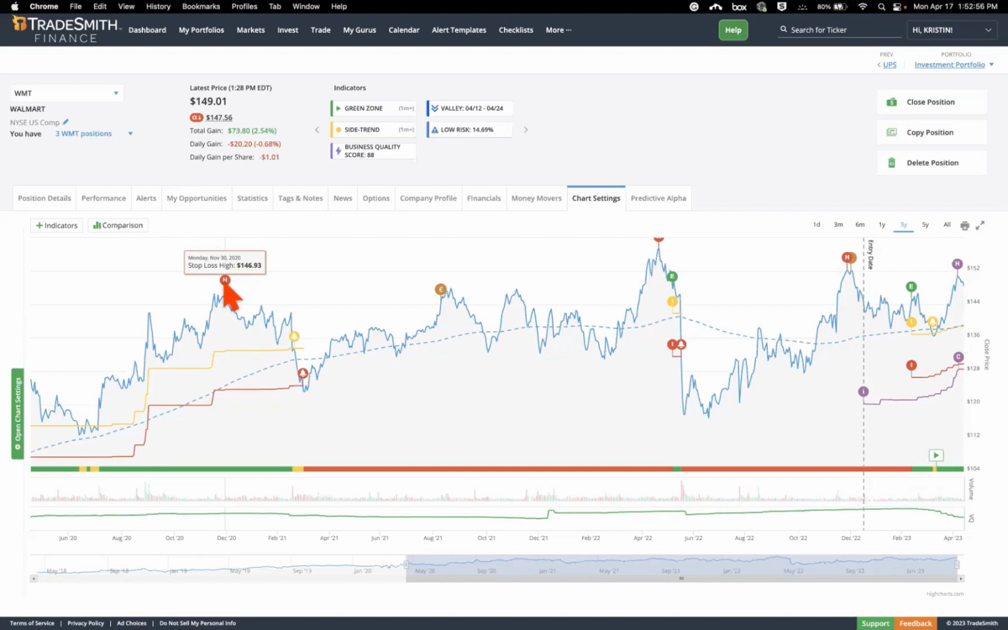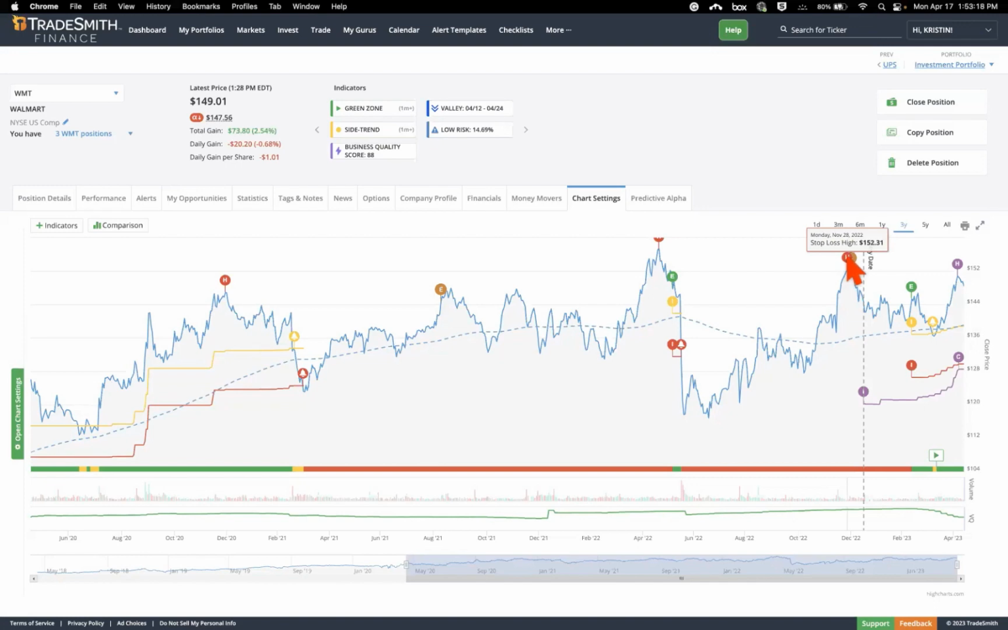So you'll see that as higher highs are detected, it gets replaced with another H. For example, you can see the newest high is here. And the reason you see the first H is because I have it on 3 years. But this is the most recent highest close price that Walmart has reached.